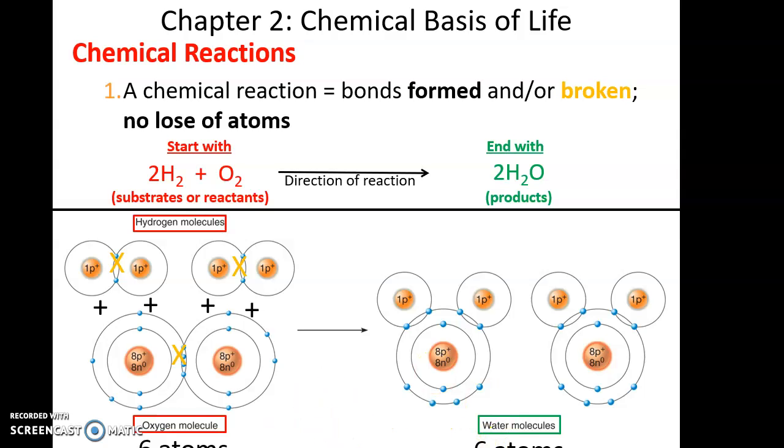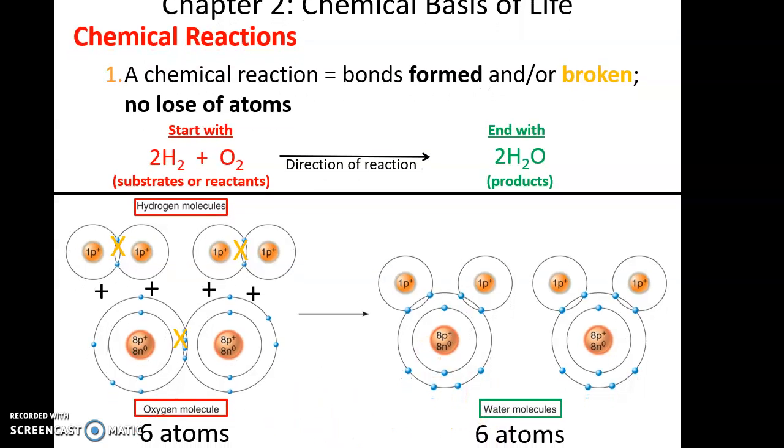Again, we will have the exact same number of atoms of the exact same types on both sides of the chemical reaction. We do not lose or gain atoms. There will be 4 hydrogens here, 4 hydrogens here, 2 oxygens here, 2 oxygens here. There's no loss or gain of atoms from the chemical reaction.